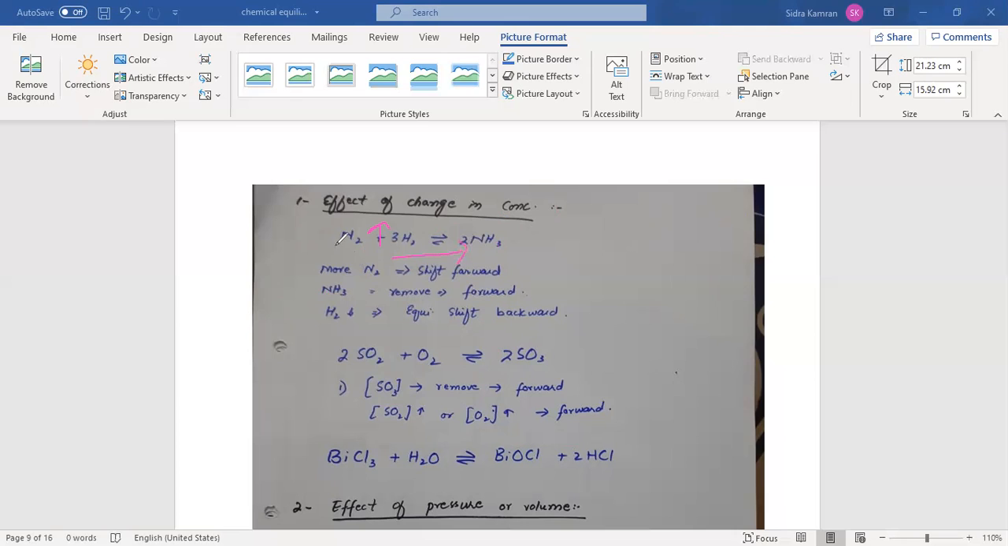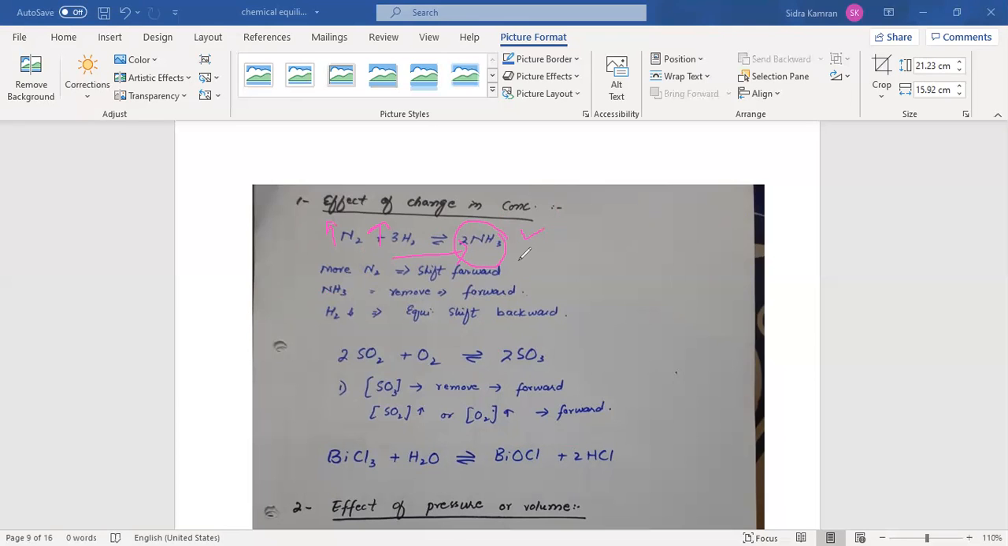So if you increase the concentration of nitrogen gas or hydrogen gas, the reaction will move forward. So what is the effect of changing the concentration of the reactant? The reaction will move forward towards the product. In this way, you can get the excess amount of ammonia in industries, a higher yield of ammonia.